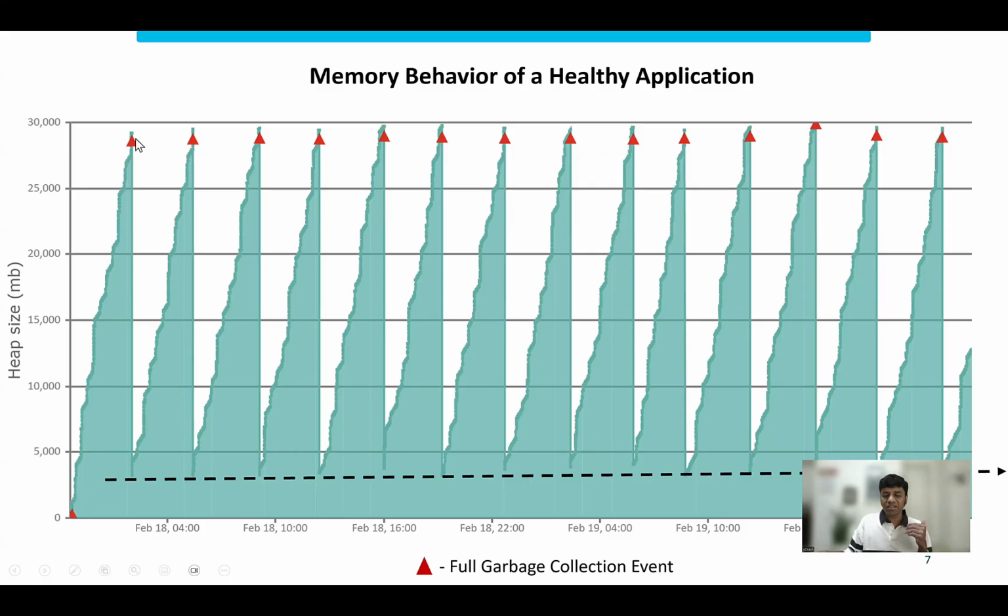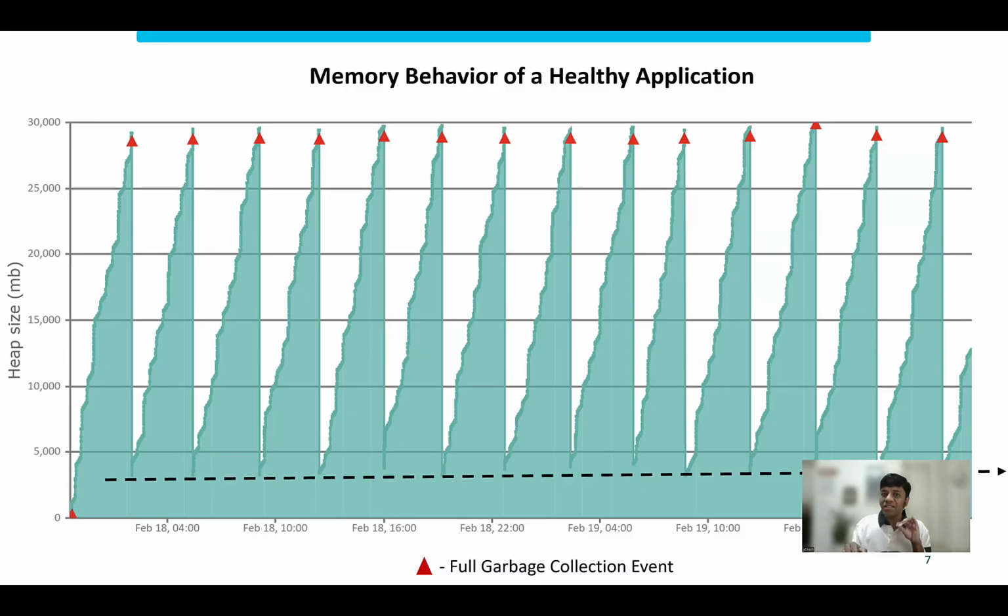This red triangle indicates a garbage collection event. It's a full garbage collection event. When garbage collection runs, it reclaims the memory, right? When this full garbage collection event ran, the memory dropped all the way to the bottom. And then once again, the memory starts to build up. When another full garbage collection event ran, the memory dropped all the way to the bottom. You see this beautiful sawtooth pattern, memory going up, coming down, going up, coming down. And if I try to draw a line connecting all the bottom points, it is that black dotted arrow. You can see this is going at about 0 degrees.